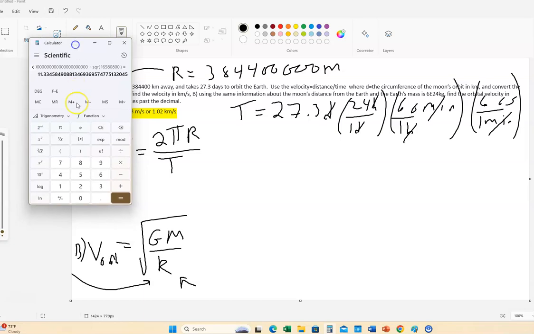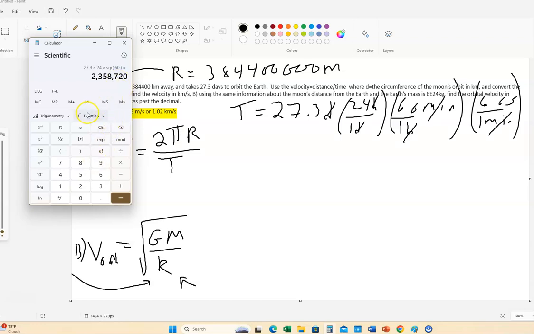All right, so I'm going to do this over here. Let's get rid of all this. So the period of the moon is 27.3 days times 24 times 60 squared, or times 60 times 60. I'm just going to do 60 squared. Equals. So that's what 27.3 days is: more than 2 million seconds. That's perfectly fine.